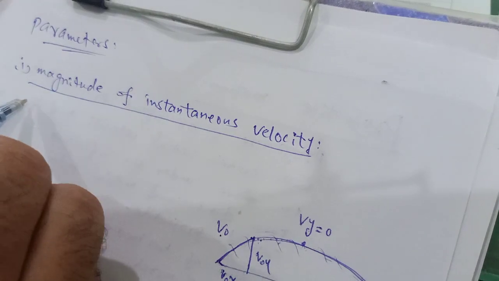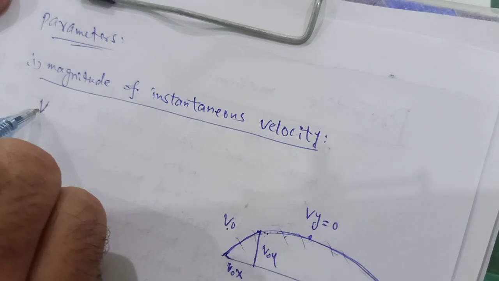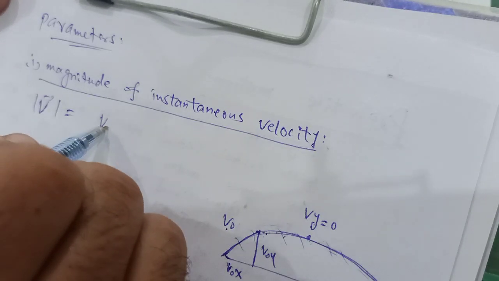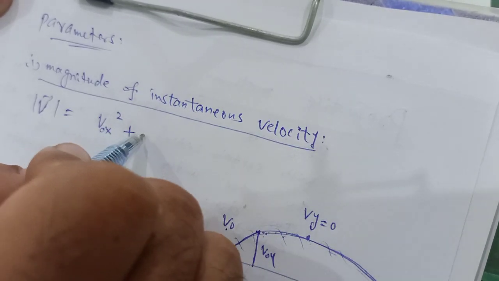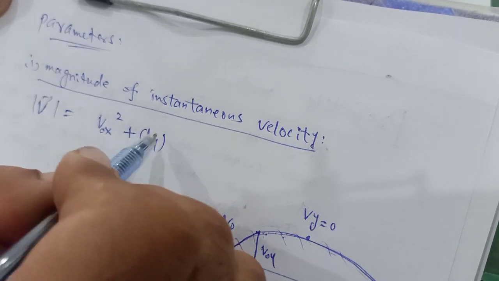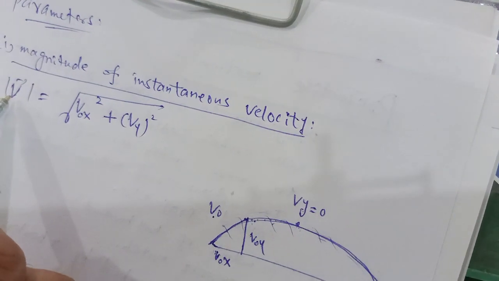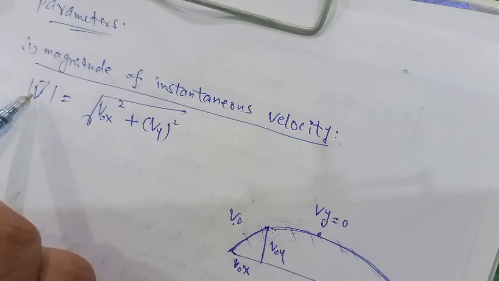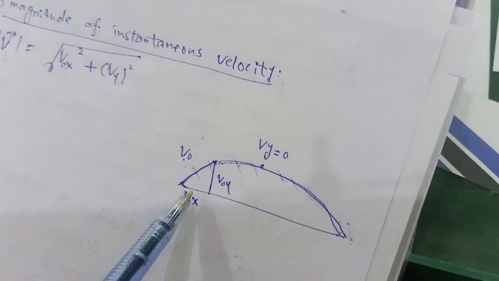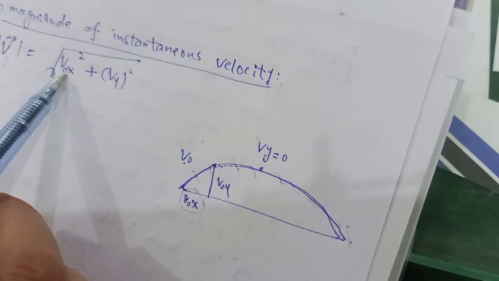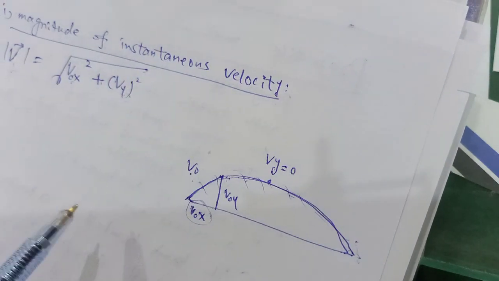In chapter 2, in vectors, you studied that the magnitude of a vector can be found by squaring its x component and y component, summing them up, and taking the square root. The formula for the magnitude of any vector is this. As far as velocity is concerned, the formula for the magnitude of velocity will be the x component of velocity squared plus the y component of velocity squared, and then take the square root.